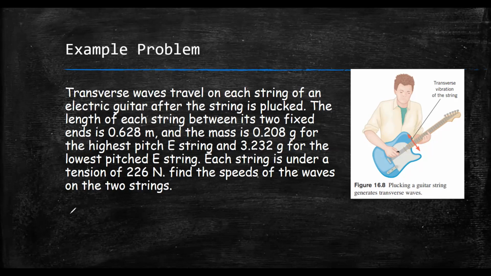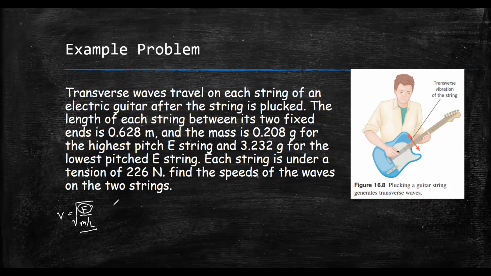The speed of a wave on a guitar string, as expressed by the equation v is equal to the square root of F over M over L, depends on the tension F in the string and its linear density. Since the tension is the same for both strings, the smaller linear density gives rise to greater speeds. So we expect the wave speed to be greatest on the string with the smallest linear density.